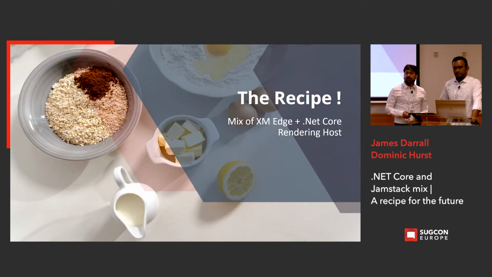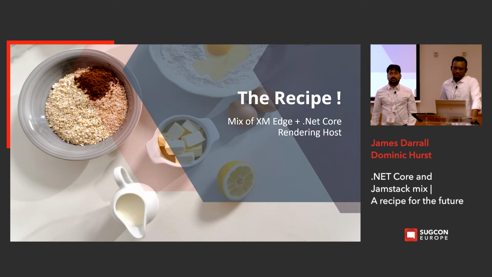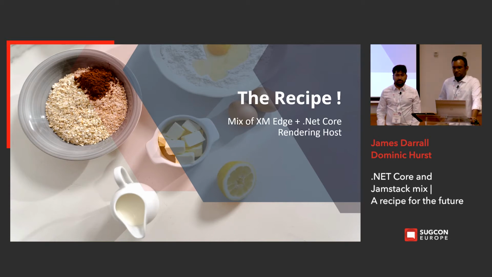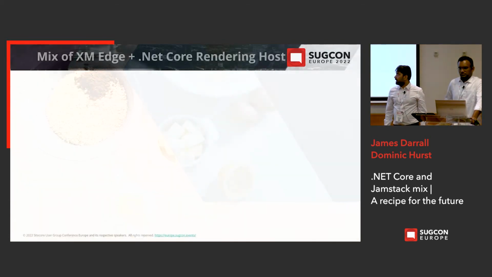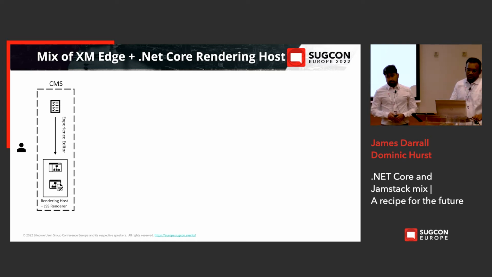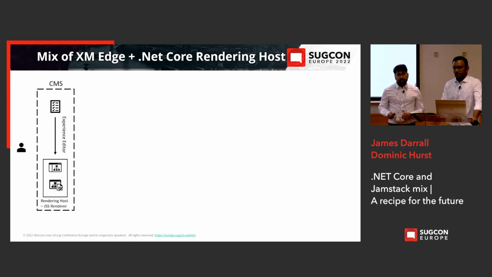Okay, so now we saw all the stories about Jamstacking, all the stuff about Static and so on. So what is our recipe? I would like to highlight our solution a bit. We are doing this together with XMC and .NET Core. In this, we have four different pieces or four different blocks. The first block is the CMS block. In the CMS block, there's no change here. The CMS is going to be like a CMS.